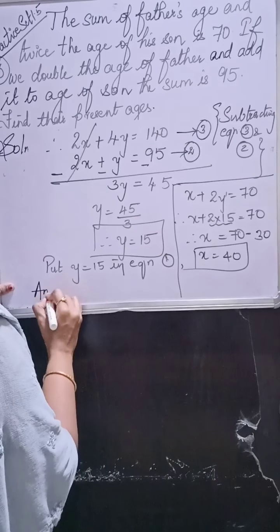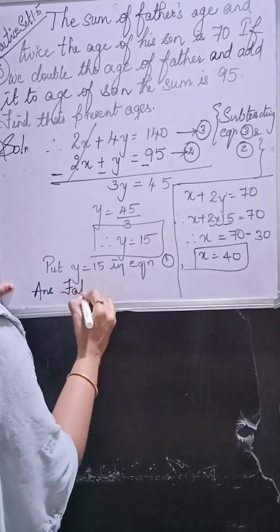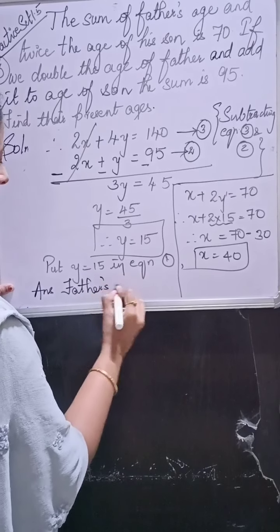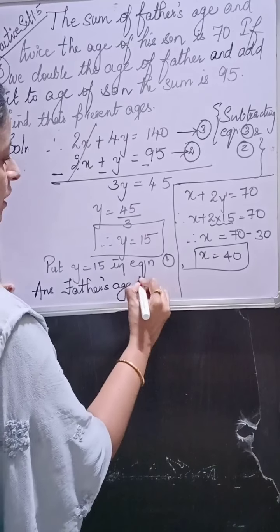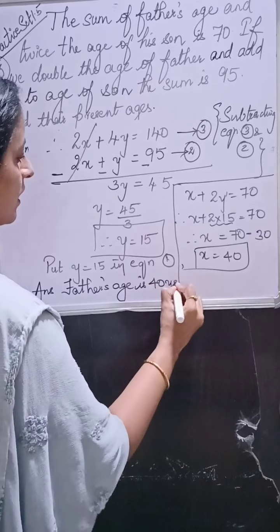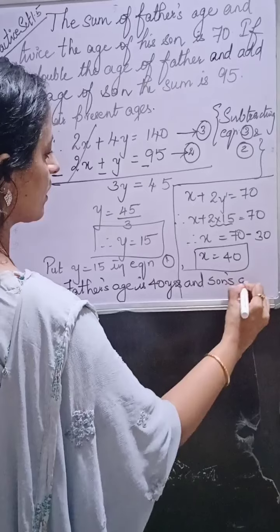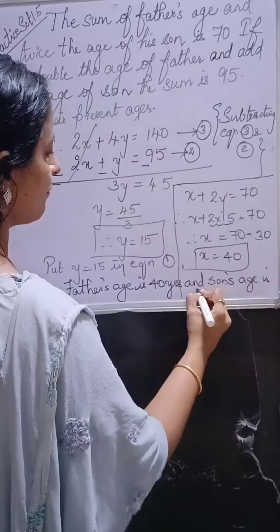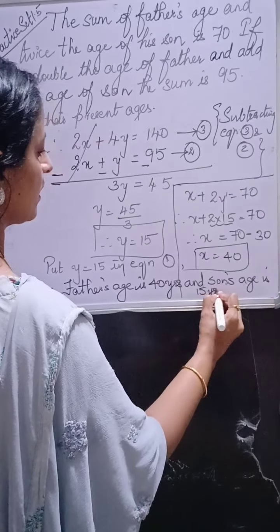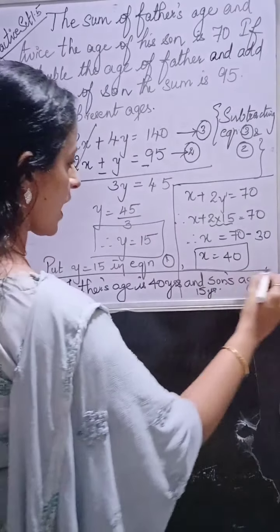Write the final answer. Father's age is 40 years and son's age is 15 years. Highlight your answer.